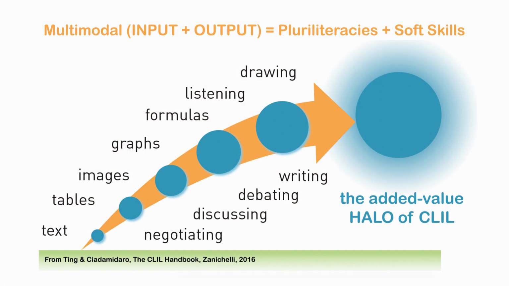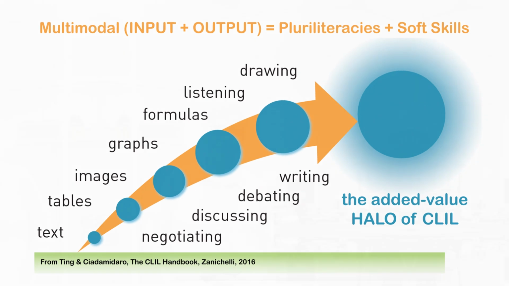Thanks to multimodal input and output, CLIL cultivates pluriliteracies and also soft skills. These become added values in CLIL instruction, shown as this halo around the final sphere of knowledge. And again, since all learners are involved in all tasks, CLIL caters to diversity and provides all learners this added value halo.